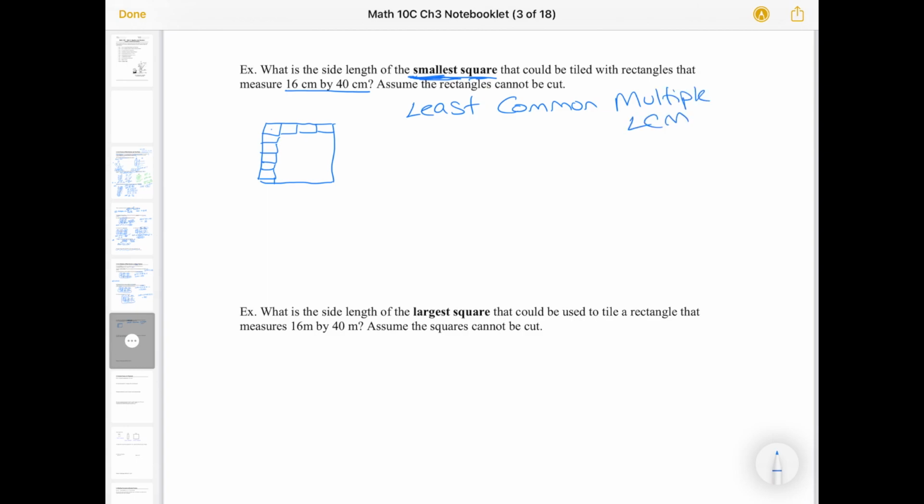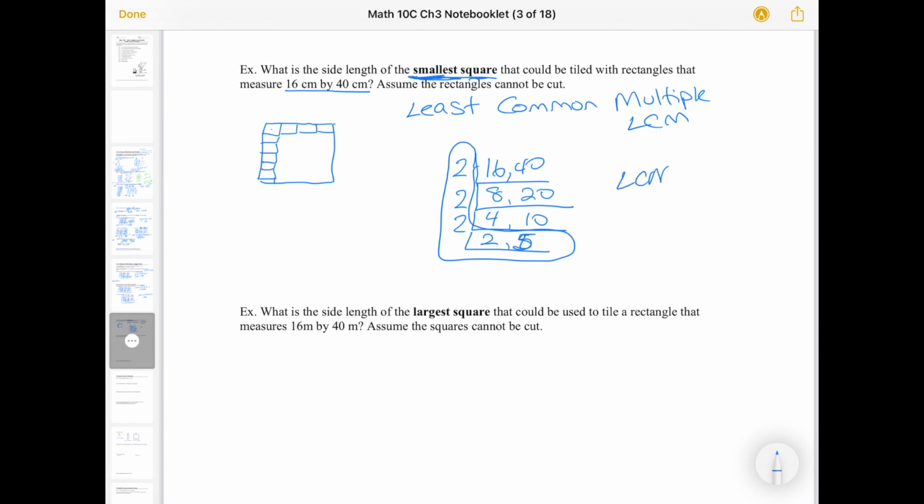My LCM of 16 and 40. So here we go, prime factoring. I'm going to divide both by 2. That's my lowest prime number. So 16 divided by 2 is 8. 40 divided by 2 is 20. Now again, both of these I can divide by 2. So I get 4 and 10. And one more time, I can divide them by 2, and I'll get 4 divided by 2 is 2, 10 divided by 2 is 5.